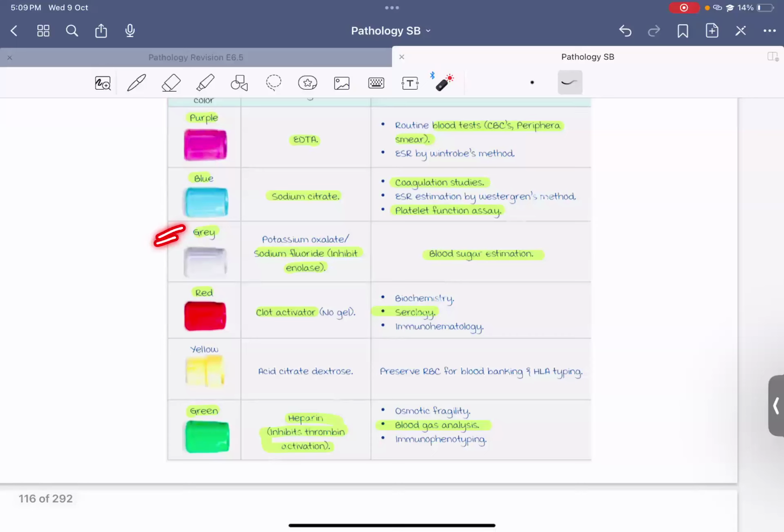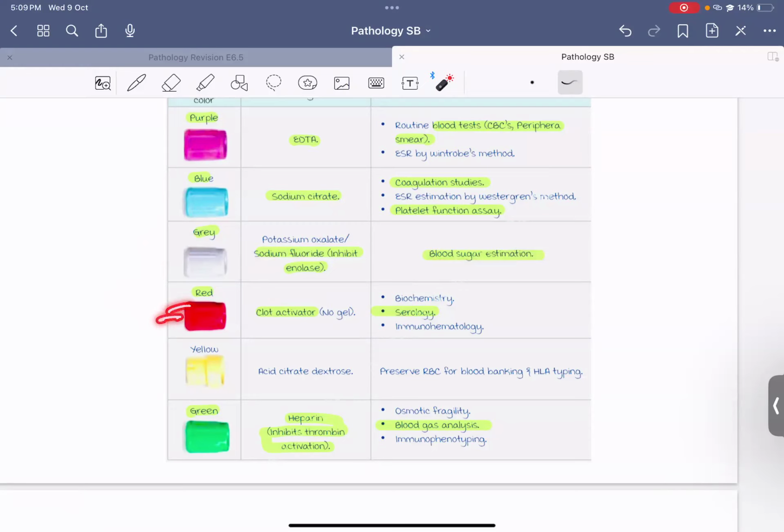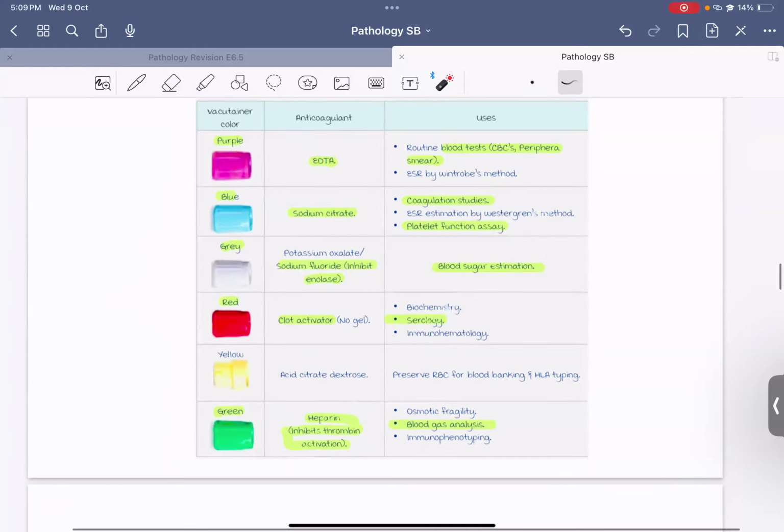About gray, it's sodium fluoride for blood sugar estimation, and red is for serology test. Repeat these two things. Gray, sodium fluoride for blood sugar estimation, and red for serology test. Repeat after me. Gray contains sodium fluoride and it is for blood sugar estimation. In red we add a clot activator and it's for serology.